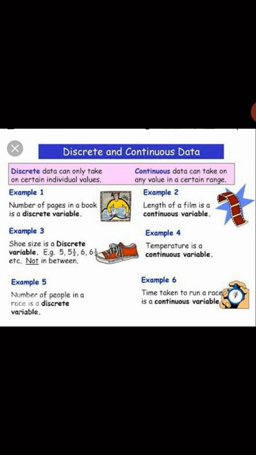Example 3, shoe size. So a shoe size is a fixed number. The shoe size can be 5 or 5.5. It can be 6, 6.5. Not any number between those. So here, since the sizes are fixed, again it's an example of discrete data.